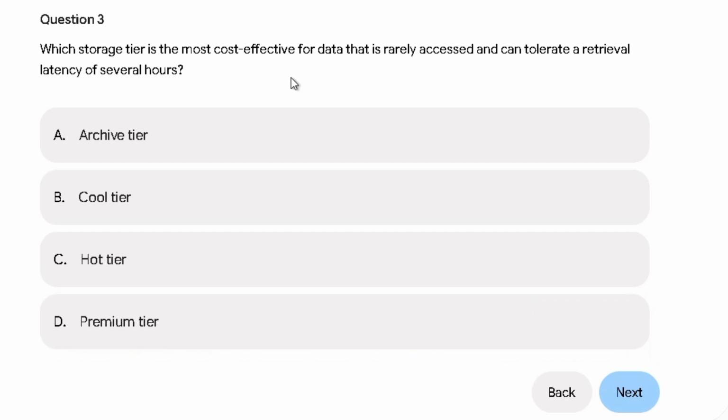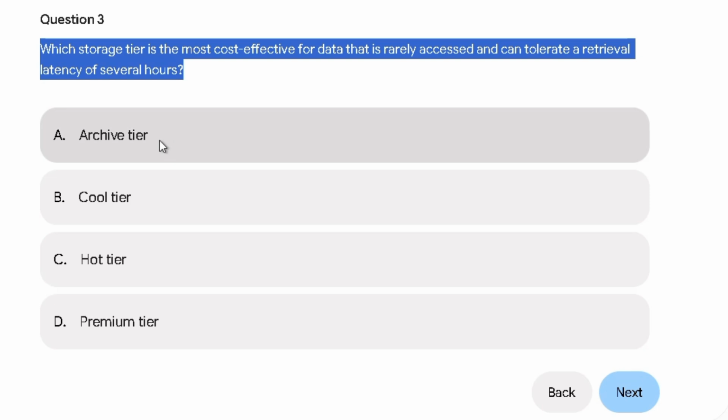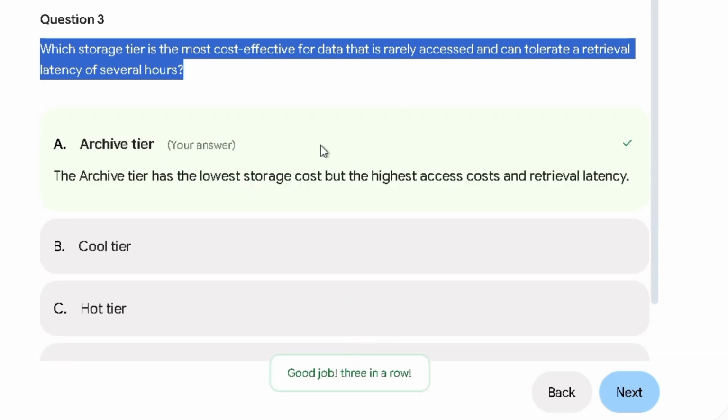Question number 3. Which storage tier is the most effective for data that is rarely accessed and can tolerate retrieval latency of several hours? Keywords right here on this question. Remember, there's always 3 questions. So that is rarely accessed. So data that are rarely accessed and can tolerate a retrieval latency of several hours, that's the archive tier. And the archive tier has the lowest storage cost, but the highest cost and retrieval latency.